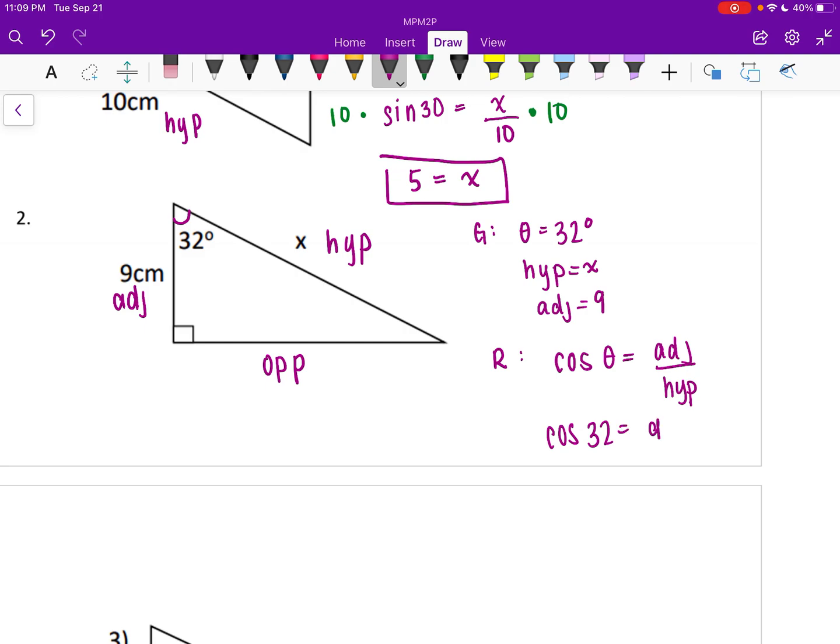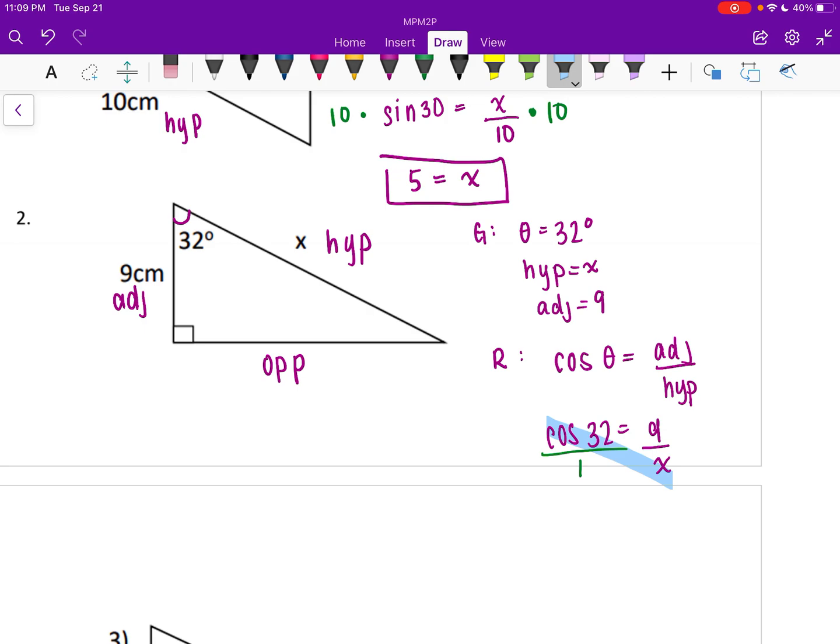Adjacent is going to be 9. The hypotenuse is x. So notice how x is in the denominator, right? This is where we're going to have to do a little bit of trickery. So we're just going to pretend that this is over 1. So when you look at something like this, you can just cross multiply.